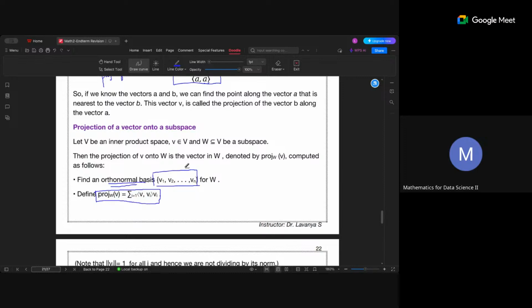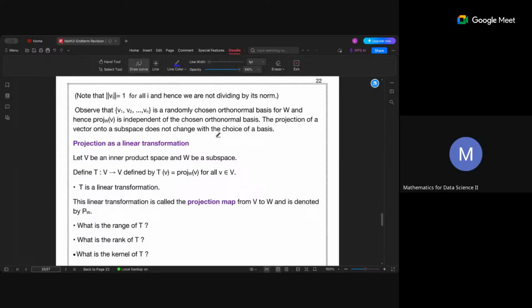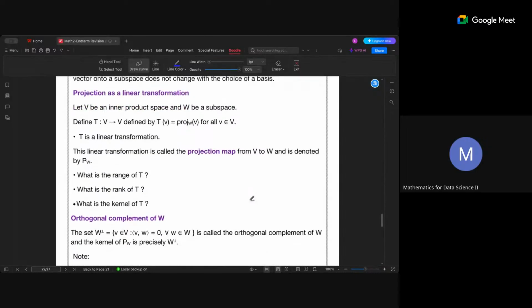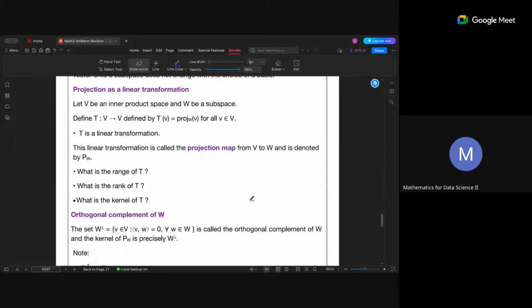You can choose any orthonormal basis for a given subspace. Fine. So now when you consider projection as a linear transformation, there are some very important things which you should know. Suppose T of V is equal to the projection of V onto a subspace W. Now for this transformation T, let's see a very simple example. So let's say T from V to V, maybe R2 to R2.